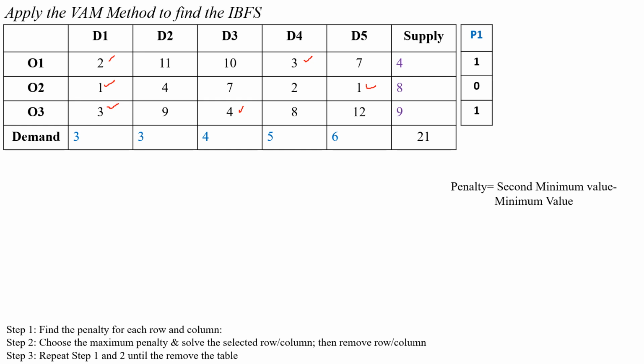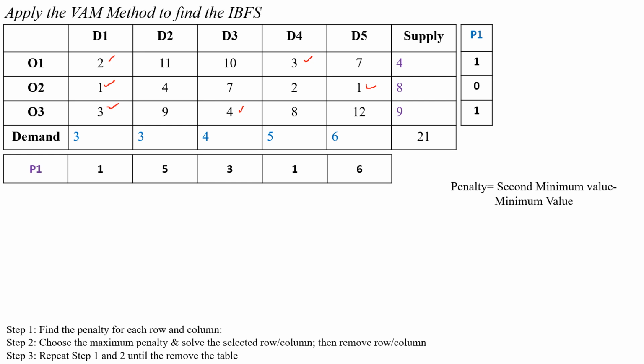Similarly, we determine the penalty for the columns. For the first column, the minimum value is 1 and the second minimum value is 2. So 2 minus 1, which is equal to 1. Similarly, for the D2 column, penalty is 9 minus 4, which is 5. For the D3 column, 7 minus 4, it is 3. For the D4 column, 3 minus 2, which is 1. And for the D5 column, 7 minus 1, which is equal to 6.